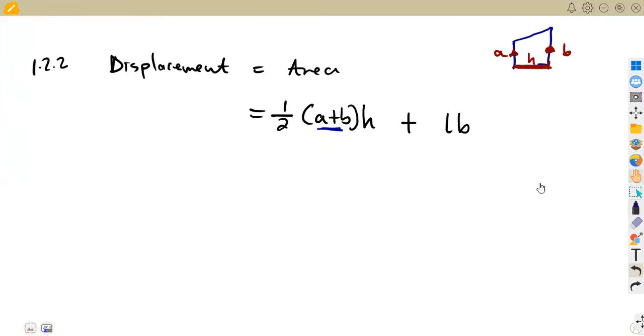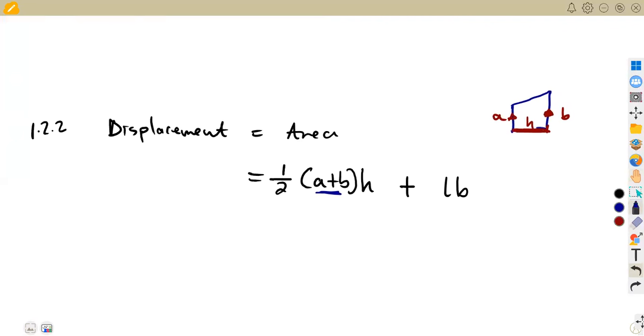If you are given a trapezium in this format, it means the sides that are parallel will be this one. This will be your A, this will be your B, and this will be your perpendicular height. It must be at 90 degrees. So that's how you calculate the area. Half sum of the parallel sides times the perpendicular height.